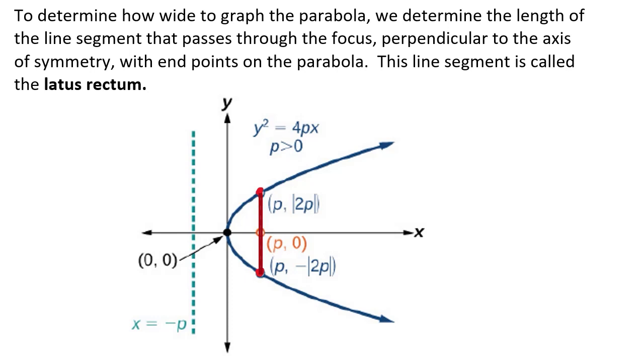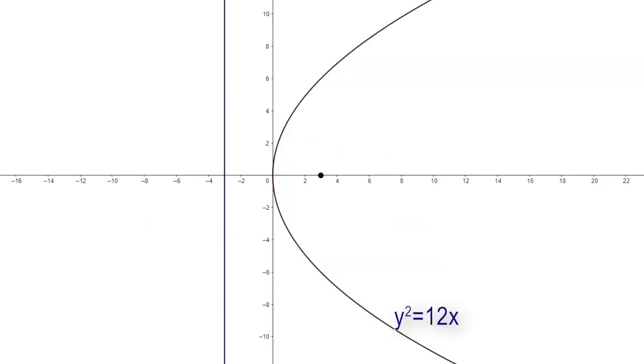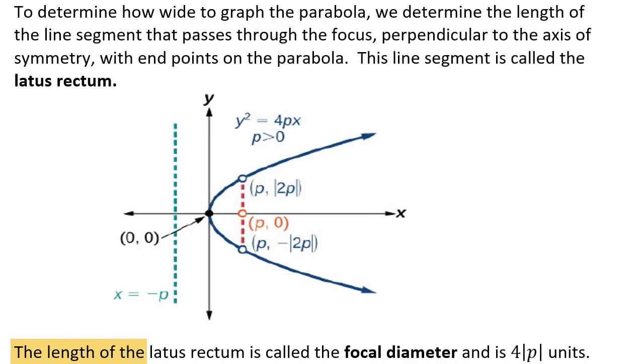This line is the latus rectum, and the coordinates here are P, absolute value of 2P, and P, negative absolute value of 2P. So in the case of y squared equals 12x, here's our line segment, the latus rectum. The points are -6, 3 and +6, 3. The length of the latus rectum is called the focal diameter and is 4 times the absolute value of P units.